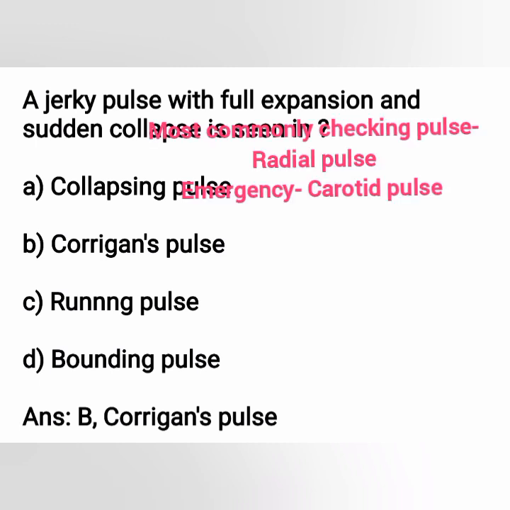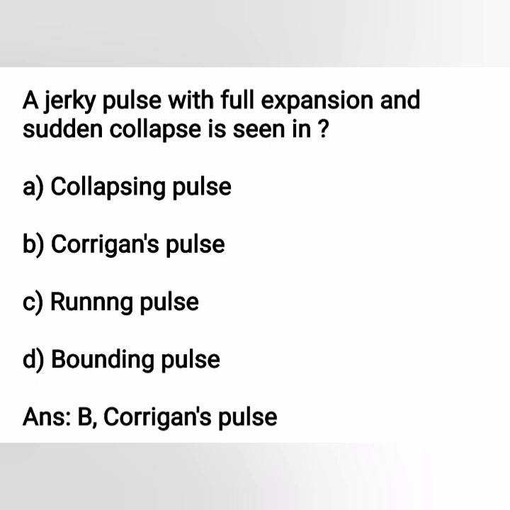One important point: the pulse we most commonly check is the radial pulse, and in an emergency situation we immediately check the carotid pulse of the patient. Okay, a jerky pulse with full expansion and sudden collapse is seen in Corrigan's pulse.